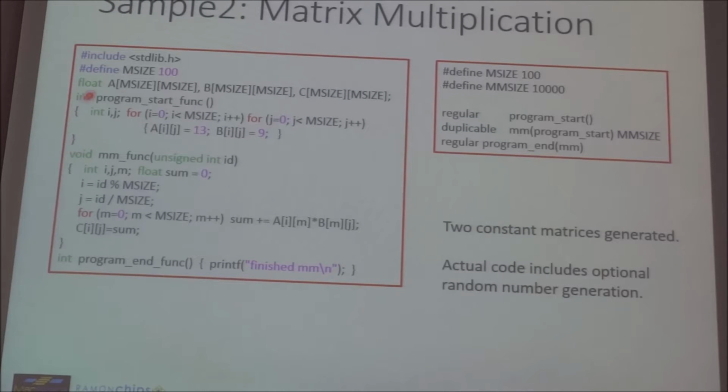And here is the first task, the program start. Obviously, it runs once in the beginning. By the way, the next task will be called MM for matrix multiply, and will be executed n by n times, 10,000. And the last task will be program end. So the task graph is so simple, I don't even have to draw a picture. Look at the task graph text on the right: regular, duplicate, regular. That's it. So you do the program start once, run these 10,000 times. It says NM size, and NM size is defined as this.